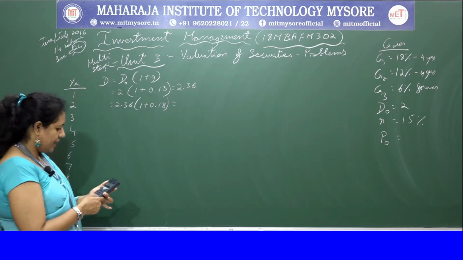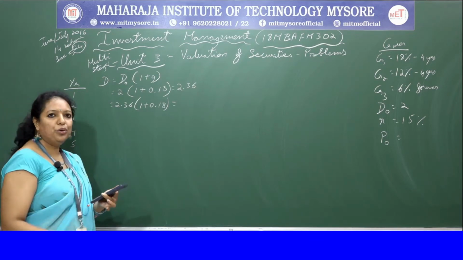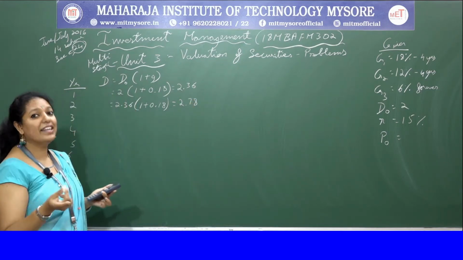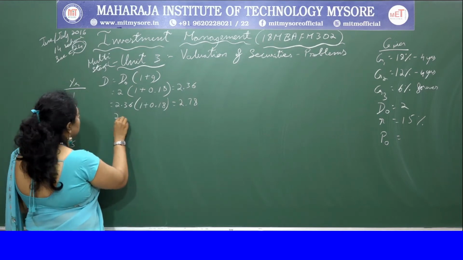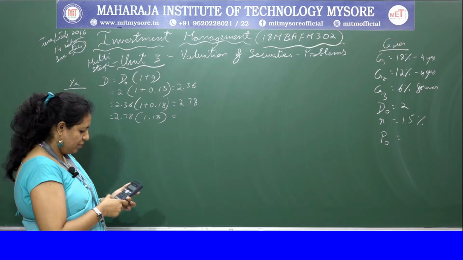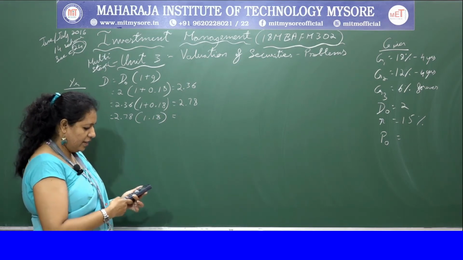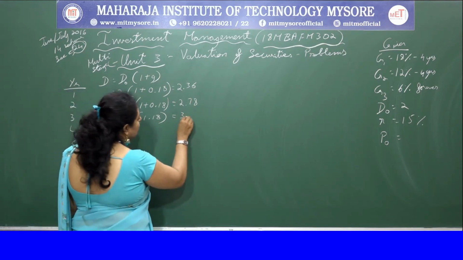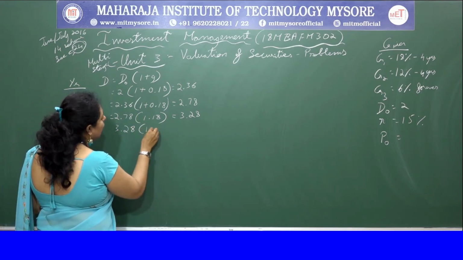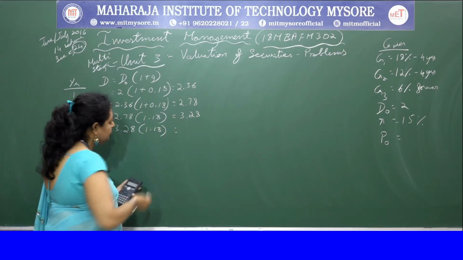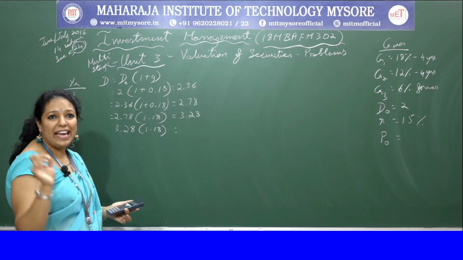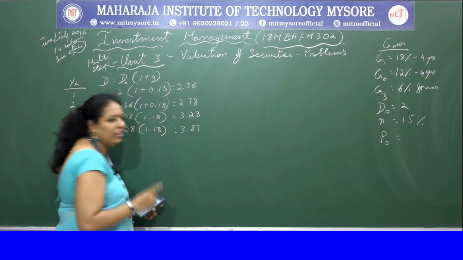So 2.36 into 1.18 gives 2.78. This 2.78 is the output of the second year, which will become the input of the third year. 2.78 into 1.18 gives 3.28. Again, 3.28 into 1.18 gives 3.87.